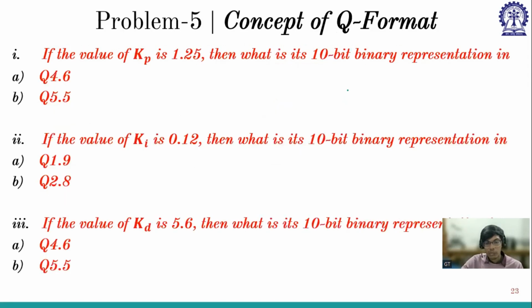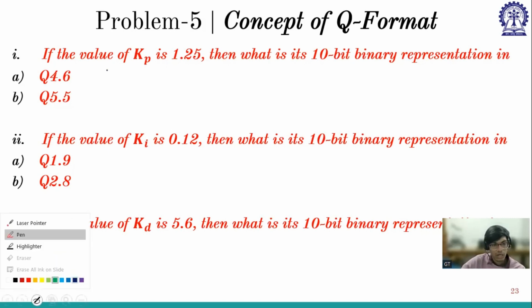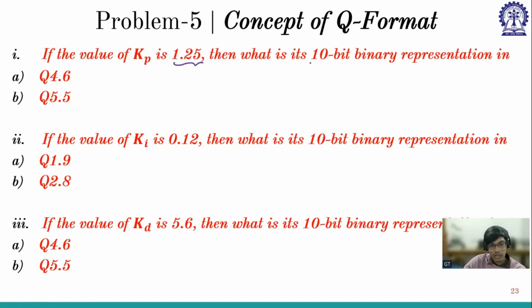So in problem 5, I have asked on Q format. If KP is given and the Q format is given, it is 10 bits. Whatever may be the Q format, the sum should be 10. So in this Q format, what is the representation of KP? In this Q format, what is the representation of K? In this form, what is the representation of KD?